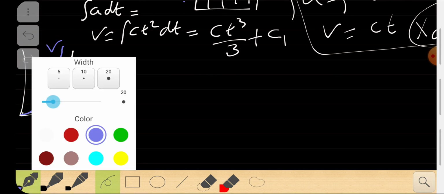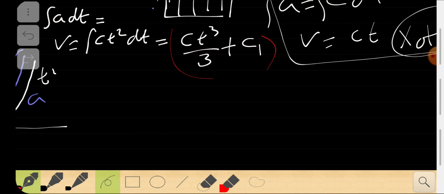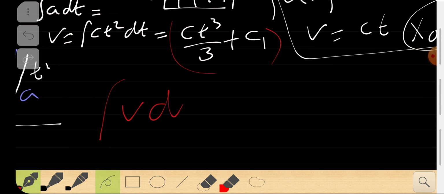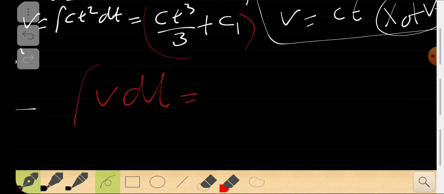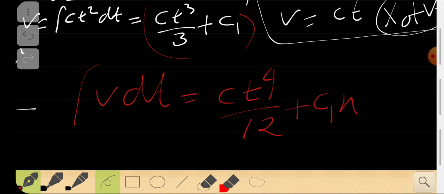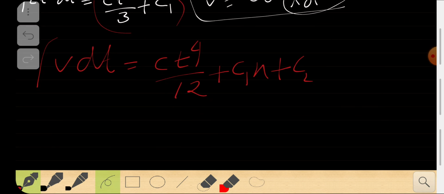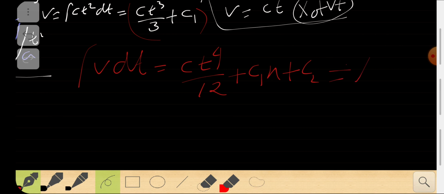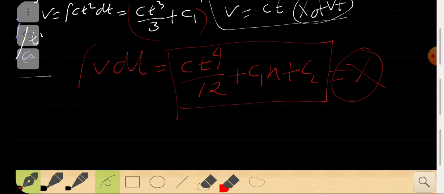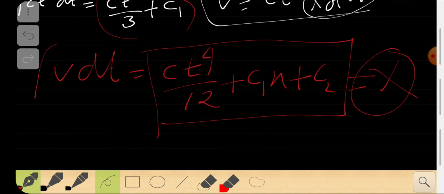Now the next thing we can do is integrate v again over the whole time dimension t, and you get c t raised to 4 by 12 plus c1 t plus some constant c2. This represents the displacement of this whole thing. You can easily do that with integration. You can find the area, which is the actual area under the curve of the velocity time graph.